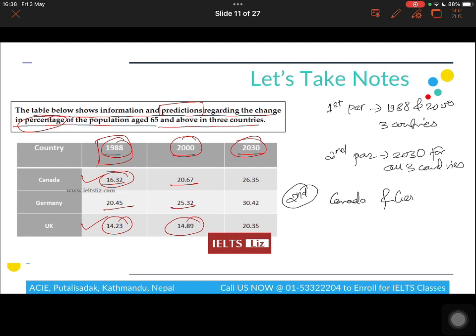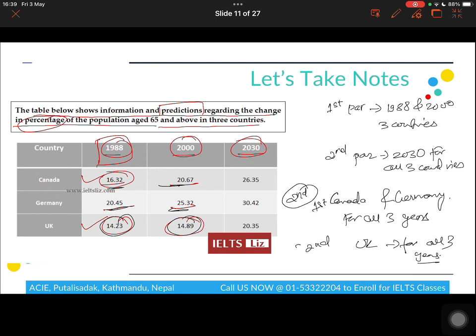in the first paragraph, because they do seem to follow a trend where a similar percentage of growth has been seen, while UK seems a different trend. And for all 3 years, and in the second paragraph, you can talk about UK for all 3 years, right? So these are the ways of grouping your ideas on the basis of similar trends that is being witnessed in the figure, right? So we are doing all of this before we start to write our essay, because this gives us a lot of insight as to what to write in our essays.